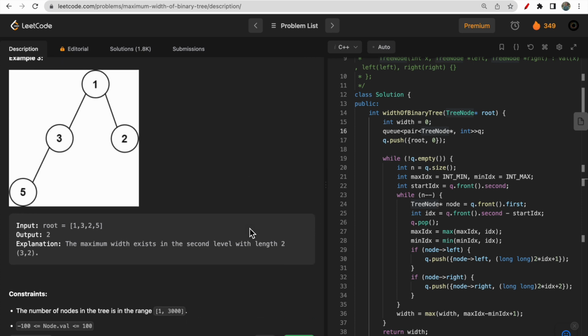Okay, and here the width at this level, level 2, is 2, right? But the width at this level 3 is 1. There is only one not null node, so the width is 1, right? So this is the maximum width at this level, right? And that is 2. So yeah, we wrote 2 as our answer.